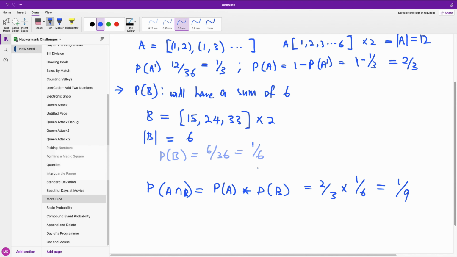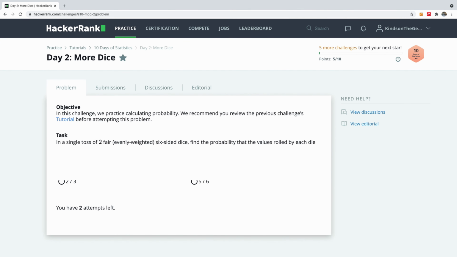So this is the solution to this problem. If we go back to HackerRank and I reveal the answer here, you can see that the solution here is 1 over 9, as you can see.